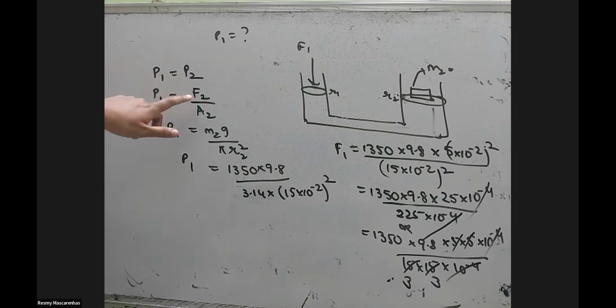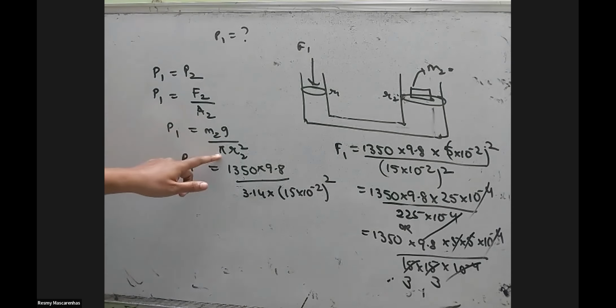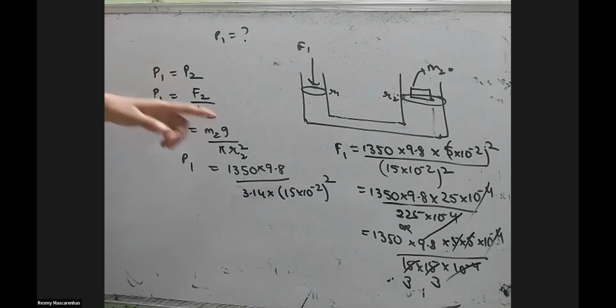P1 is equals to P2. So P2 is what? Force upon area, but force is not given. Mg is given. And area is nothing but area of the second piston. So it's circular, so pi r square. If force is asked, then this also you have to convert in terms of force like the previous part and then take the remaining step like this.